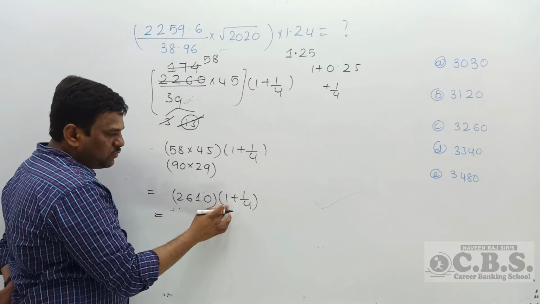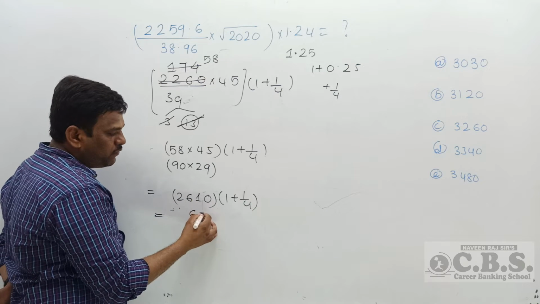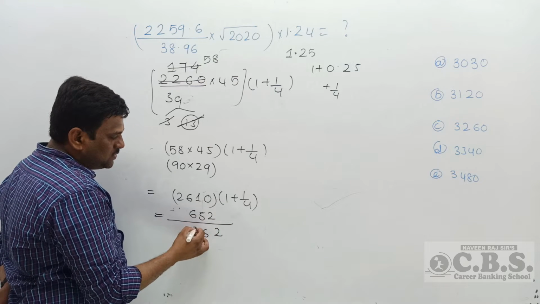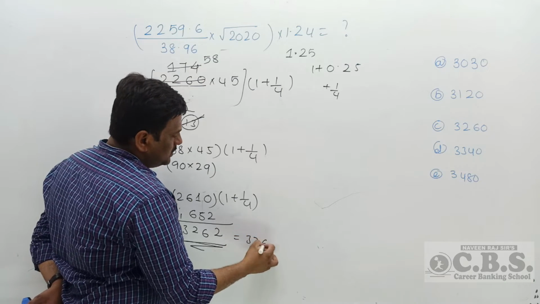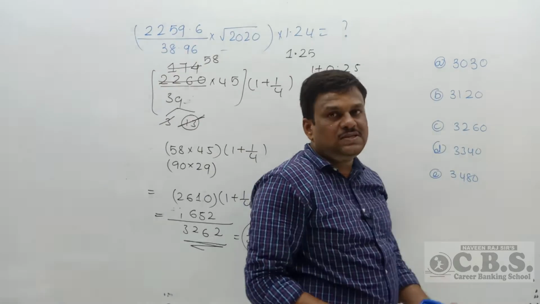So 2610 into 1. When I do 1/4 of the value, 4 6s are 24, 4 5s are 20, and 4 2s are 8. When you do addition, this is 3262. So 3262 is near to 3260. This is a very accurate answer. So which option is the right answer? C is the right answer.